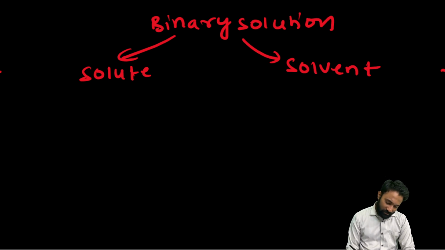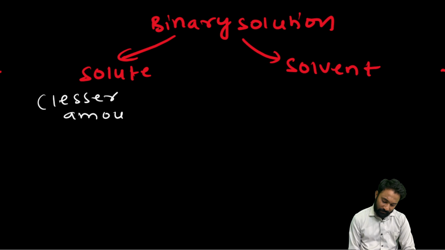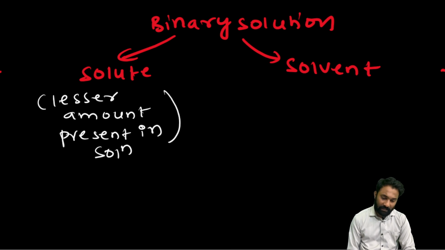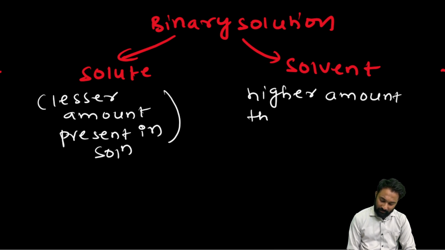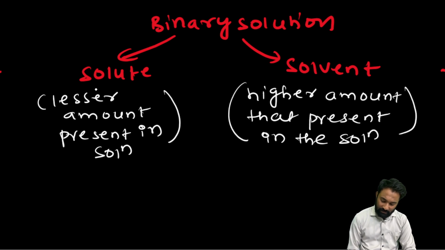Clear? Now what is the solute here? The lesser amount present in the solution. Now what is the solvent? The higher amount present in the solution. Clear? This is solute and this is solvent.